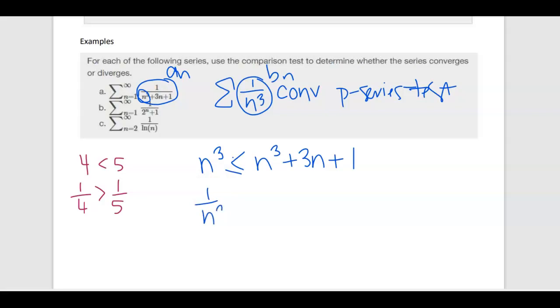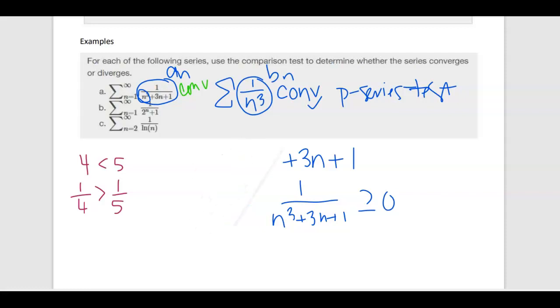Well, if I flip these, if I take the reciprocal of them, then this must be true. And because n's always positive, I know that this must be true. So if the series of 1 over n cubed converges and 0 converges, then I know that a is going to converge. Okay. All right, let's look at b.